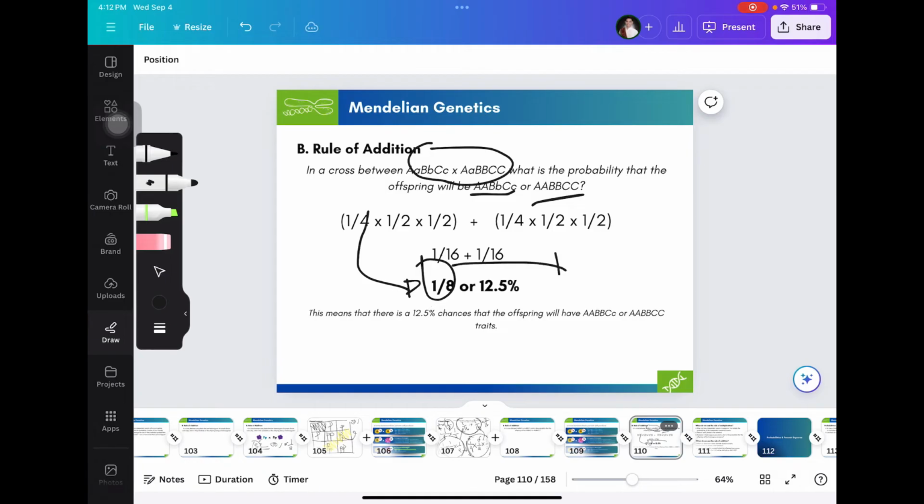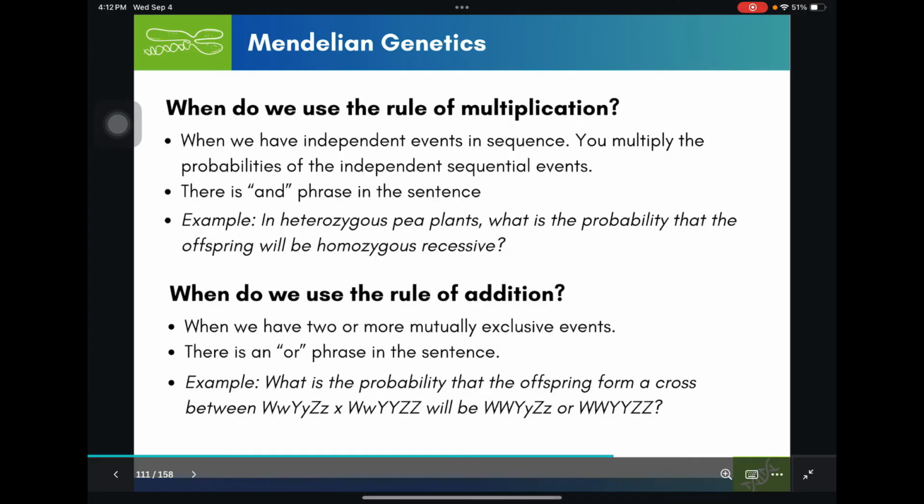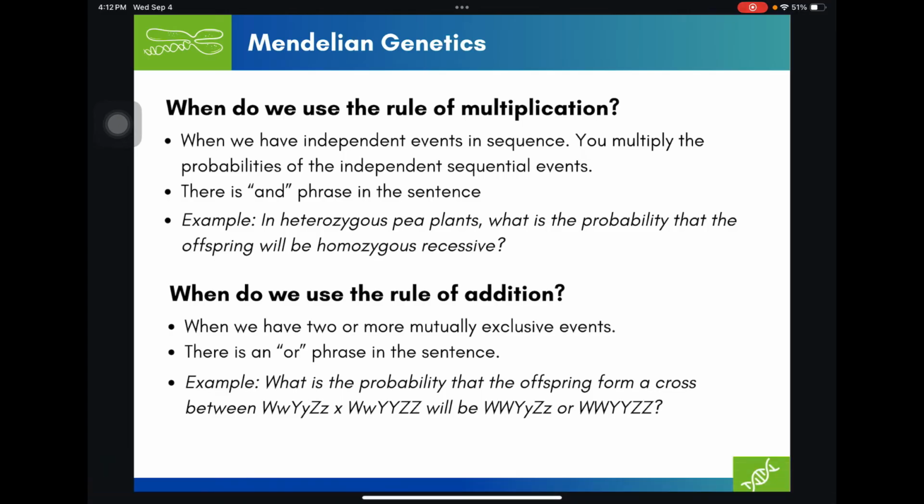You can actually convert them into a percentage. So 1 divided by 8 times 100, the answer is 12.5%. Right? Okay, so when do we use the rule of multiplication? When we have independent events in sequence, you multiply the probabilities of the independent sequential events.